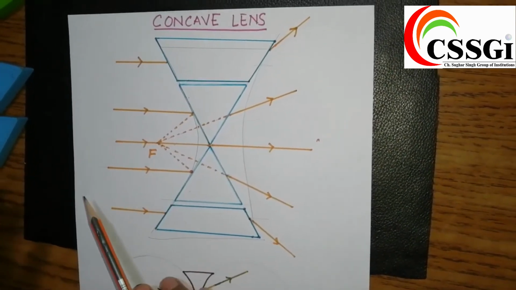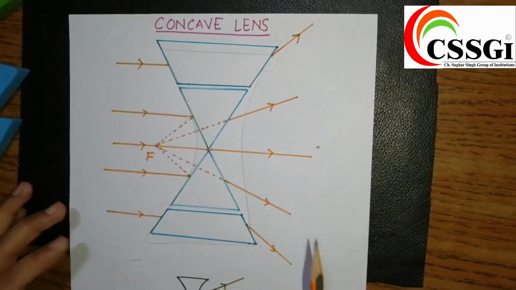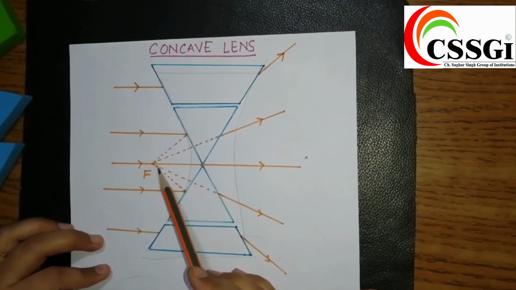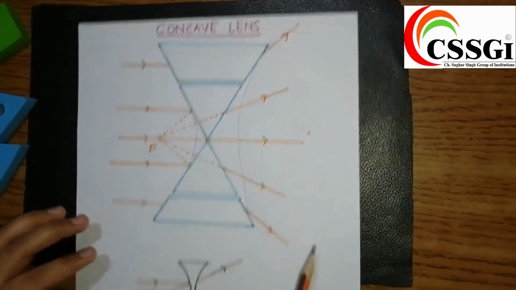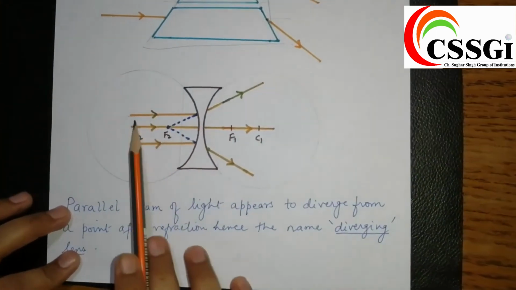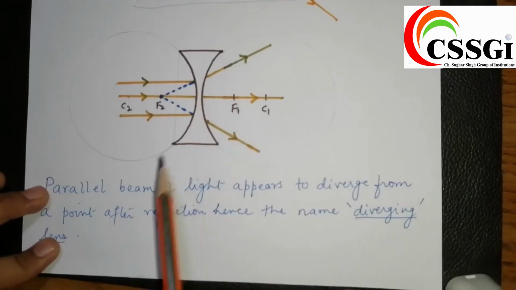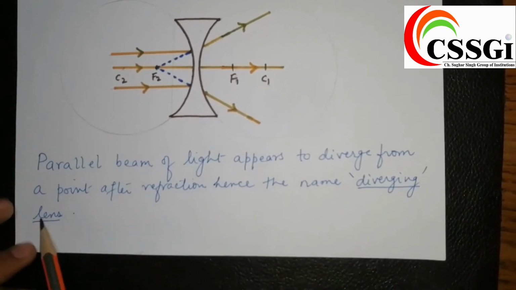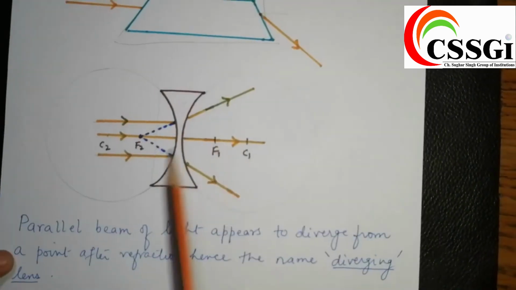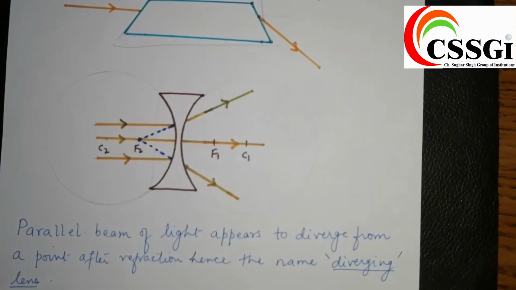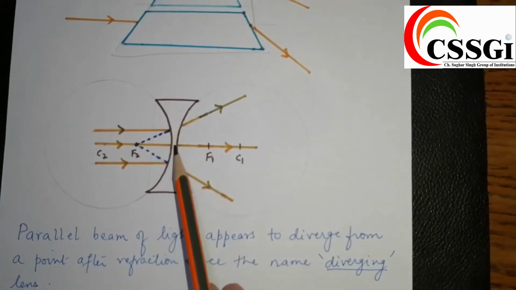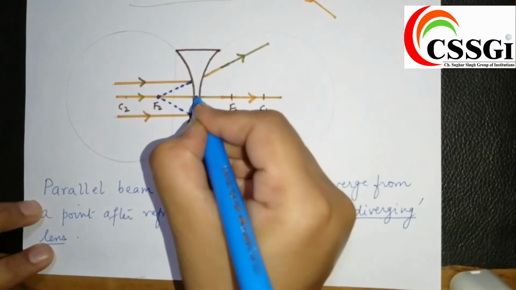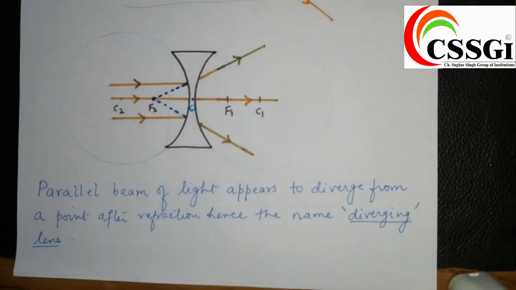Just like convex lens, again we will have two principal foci here, but here the light is coming from this side and it appears as if it is diverging from this point F. Now you can see here the parallel rays diverge out after refraction and appear as if coming from this point, and hence it is also known as diverging lens, right? So just like convex lens, we can have here C1, C2 and F1, F2, and we can have one optical center also, this optical center O, right?